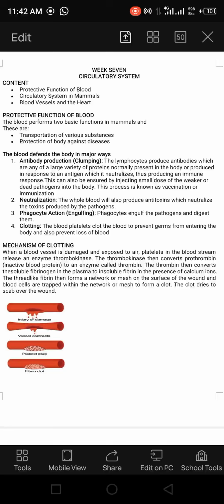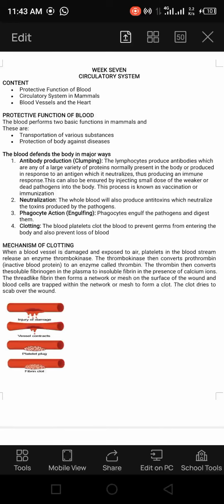The function of the blood performs two basic functions, which are one, transportation of various substances like nutrients, oxygen, hormones. Two, protection of the body against diseases. And this is done in four ways: by antibody production, by neutralization, phagocyte action, and clotting.